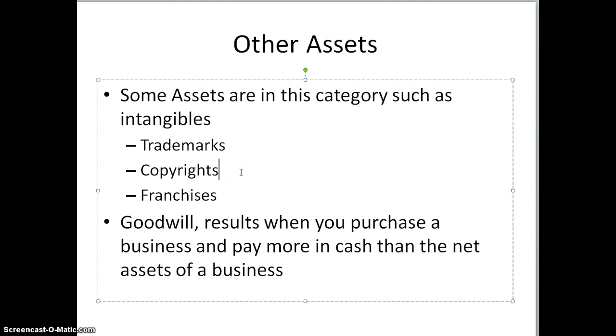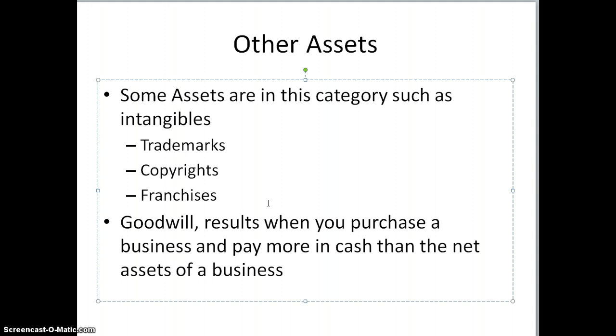And copyrights means that someone cannot copy what you've done, like a work of art or a patent would go with copyrights. And franchises, so if you purchase a franchise from McDonald's, if you pay that one-time fee and then are continuing to pay fees every month, that has value to you. That franchise has value, so it's on your books.